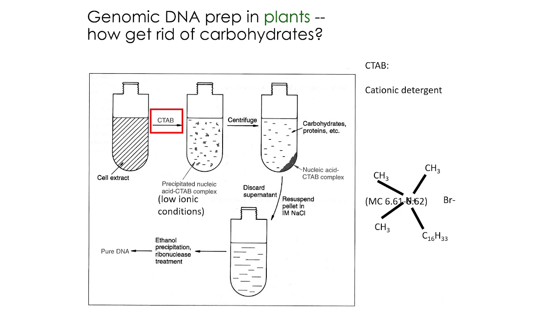After that, you know the supernatant is not of any use now, so you discard it because your pellet has the nucleic acid CTAB complex. Then you resuspend the pellet in 1 molar NaCl. Then you perform the same thing, that is ethanol precipitation and ribonuclease treatment, and after that you get your pure DNA. So here two things are important: one is your CTAB, and the other is that you go for ethanol precipitation.